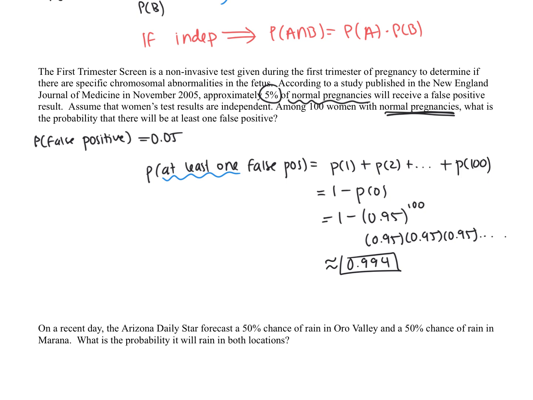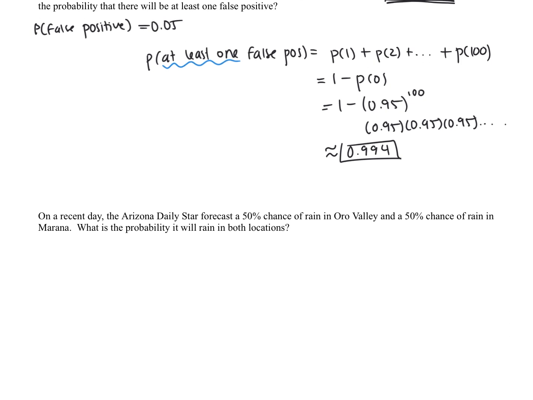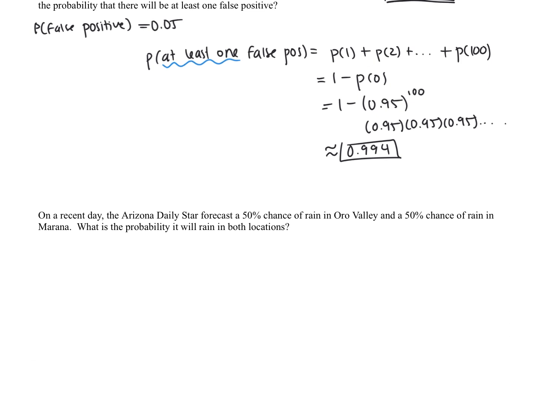Questions about that before the last example? Okay, stick with me for the last example. This will be quick and then we're done. On a recent day, the Arizona Daily Star forecast a 50% chance of rain in Oro Valley and a 50% chance of rain in Marana. What is the probability it will rain in both locations?